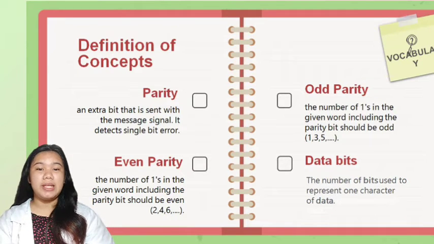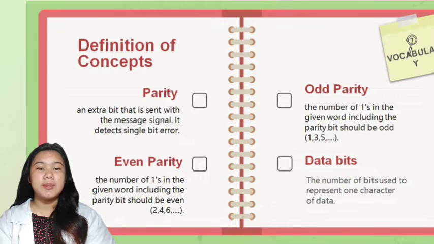Parity is an extra bit that is sent with the message signal. So it detects single bit error. Also, parity is a way of trying to establish if binary data has changed during transmission.